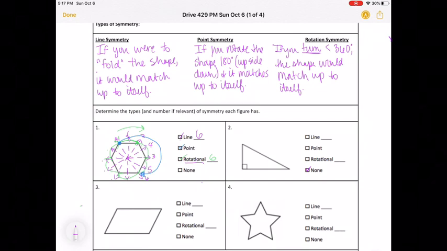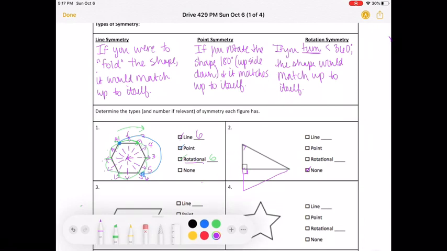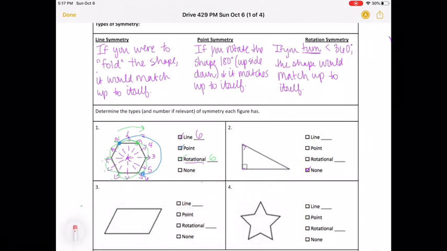Point symmetry, so think here, maybe some people would think that one might be confusing. If you rotate this 180 degrees or flip it upside down, it's going to look like that. Okay, well, it's not symmetric, it's not matching up to be the same. Is it still congruent? Yes, but it's not symmetric. Okay, reset there.